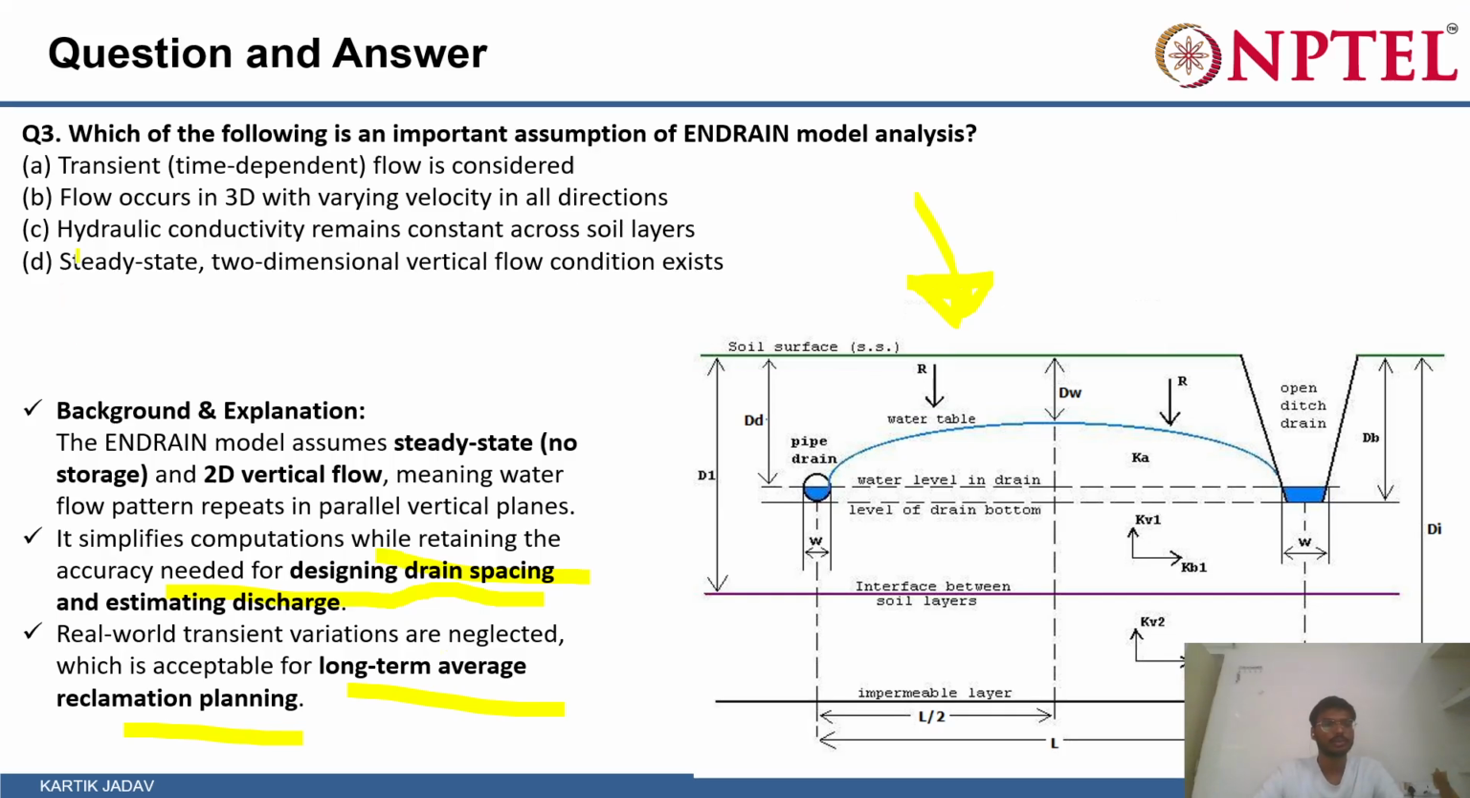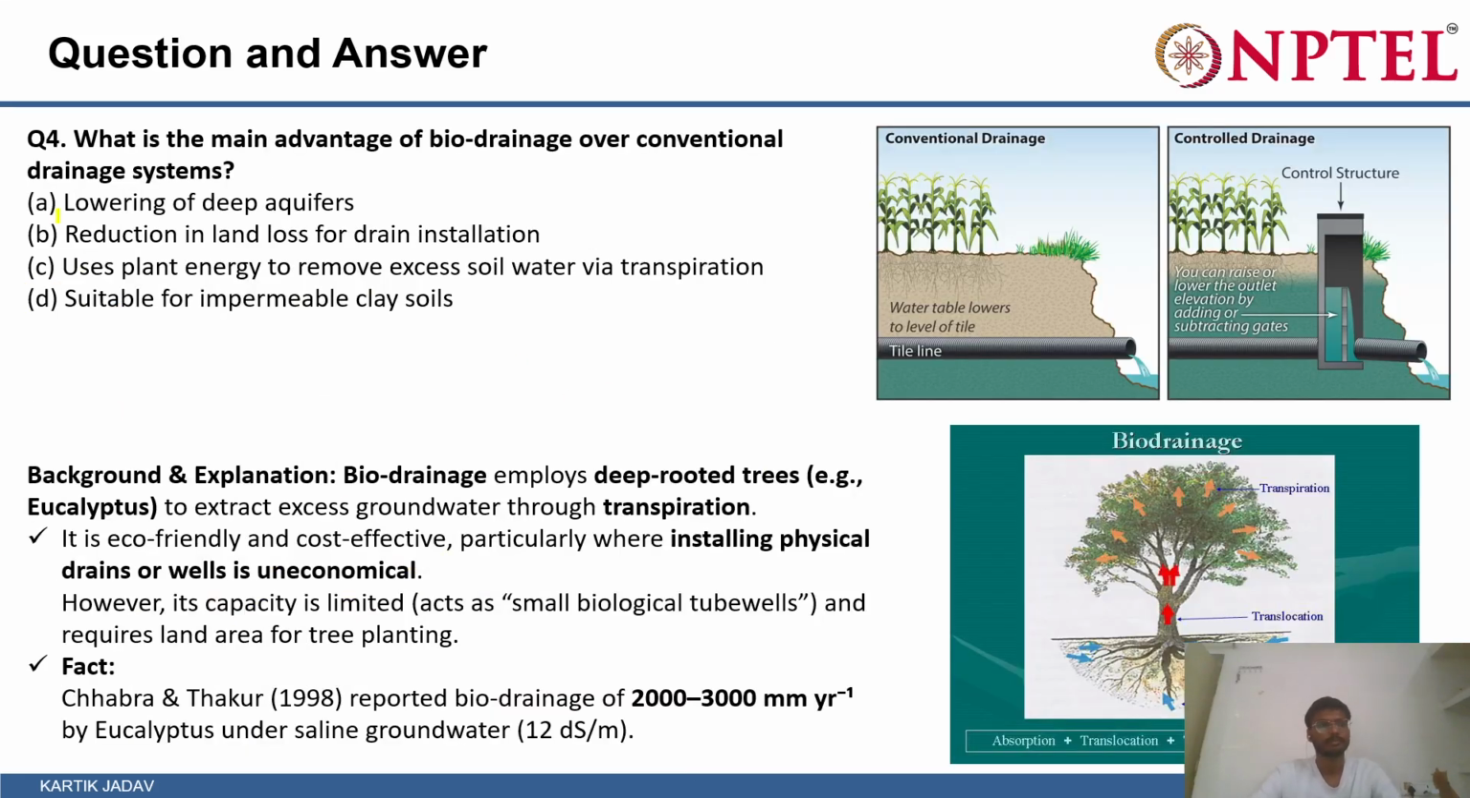The correct answer is that a steady state two-dimensional vertical flow condition exists. That is the main assumption. The correct answer is option D.